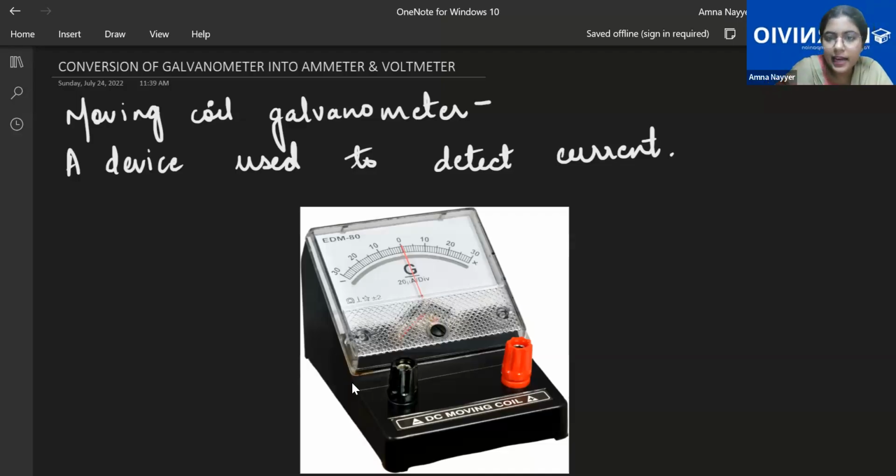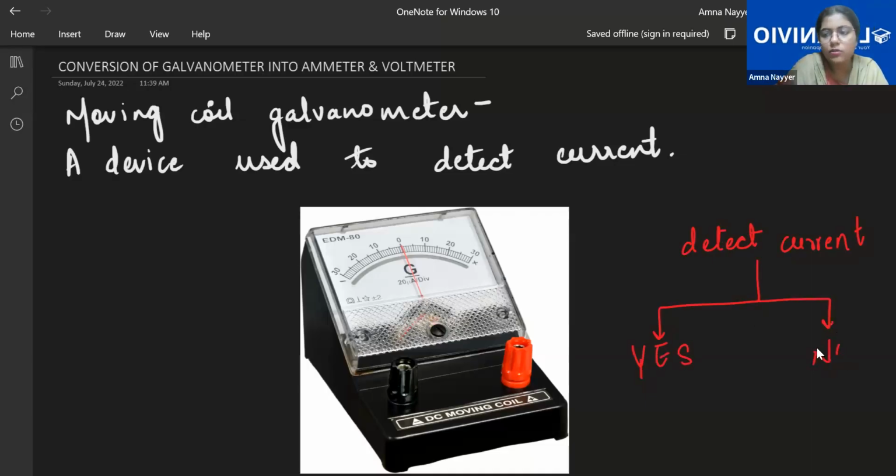So what exactly is a galvanometer? This is a device which is used to detect current. Now, when we say detect current, does it measure the current or does it tell us the amount of current? No. It detects current means it will just tell us whether the current is existing in the system or no current is existing in the system.